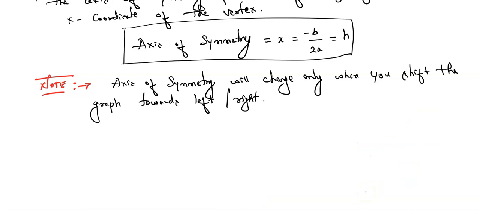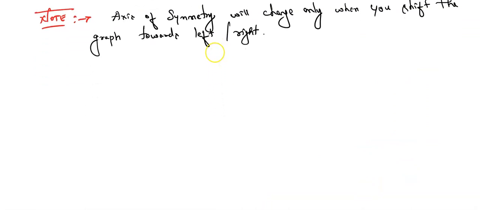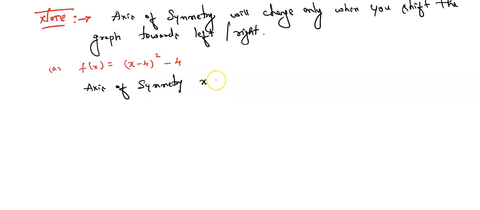Let me solve one small example of how to find the axis of symmetry. It will be a very important thing for you. Let me take case 1. If f of x is equal to x minus 4 whole square minus 4, then what is the axis of symmetry? Very simple. The axis of symmetry, x is equal to h, that is equal to 4. So the value of x is 4. As you can see, this is my axis of symmetry.